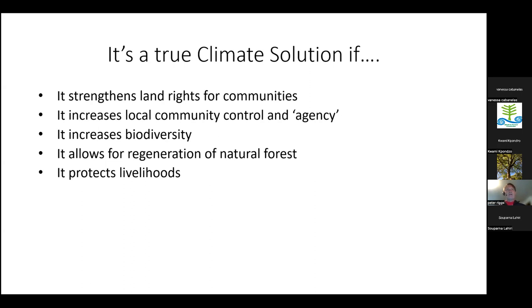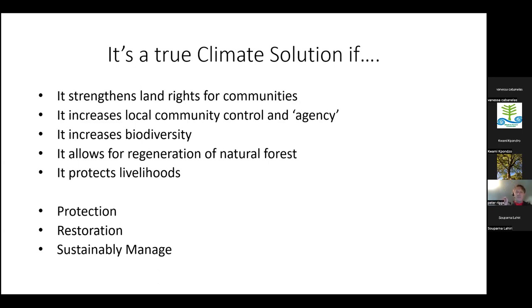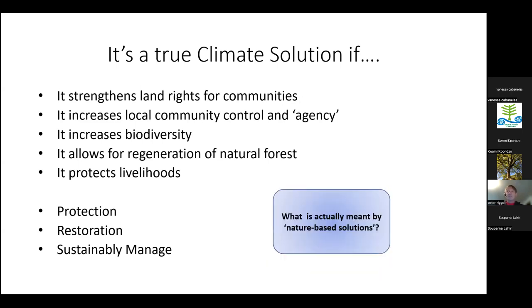We are, in the policy world, dealing with this issue of nature-based solutions, which doesn't give us much guidance, really, what it means. Instead, Clara and others are using this three-step approach, which is protection, restoration, and sustainable management. To protect, restore, and sustainably manage, those are our tasks, and that is the sequence in which these tasks should be addressed. So what is actually meant by nature-based solutions?